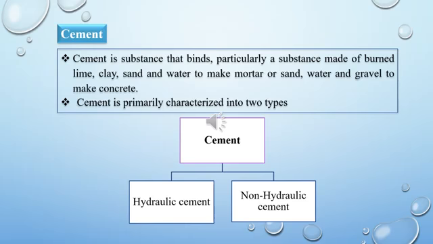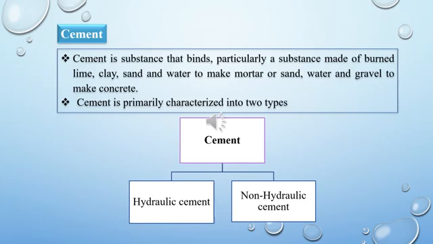Cement is primarily characterized into two types. The first type is hydraulic cement and the second one is non-hydraulic cement. Students, hydraulic cement is that cement which is hardened in the presence of water, and non-hydraulic cement is a cement which does not harden in the presence of water.